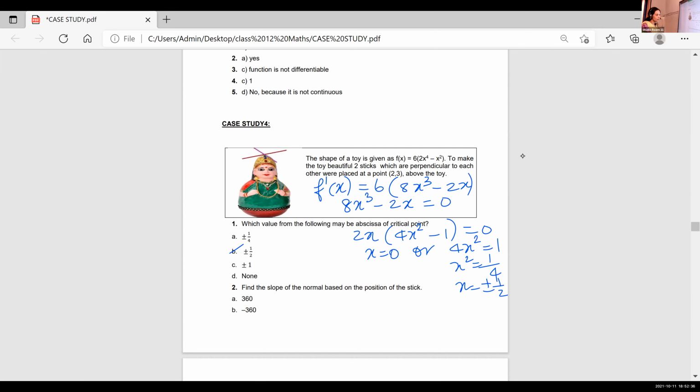The question is not over. In the second one, what is asked? What is the slope of the normal based on the position of the stick? So we want to find slope of the normal at the point 2, 3. So what is the slope of the normal? Tomlin, slope of the normal is?